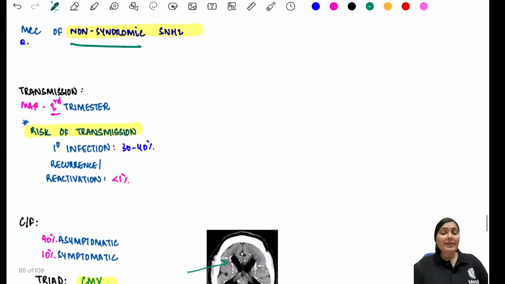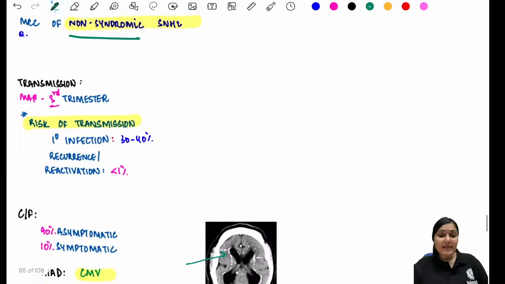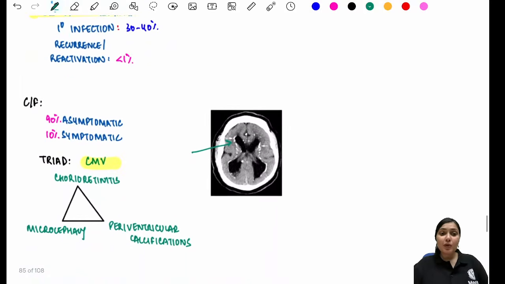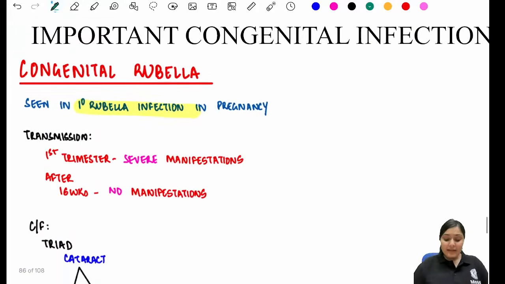If it is a recurrence or reactivation, then there is very little risk of transmission, less than 1%. What are the clinical features that you are going to appreciate in CMV? Remember, 90% of the patients are going to be asymptomatic, only 10% are symptomatic. In symptomatic patients, you see this triad: eye finding chorioretinitis, head finding microcephaly, and within the head, typical periventricular calcifications are noticed. So remember, CMV causes CMV. C is for chorioretinitis, M for microcephaly, and V is for ventricles, periventricular calcification. So CMV causes CMV.